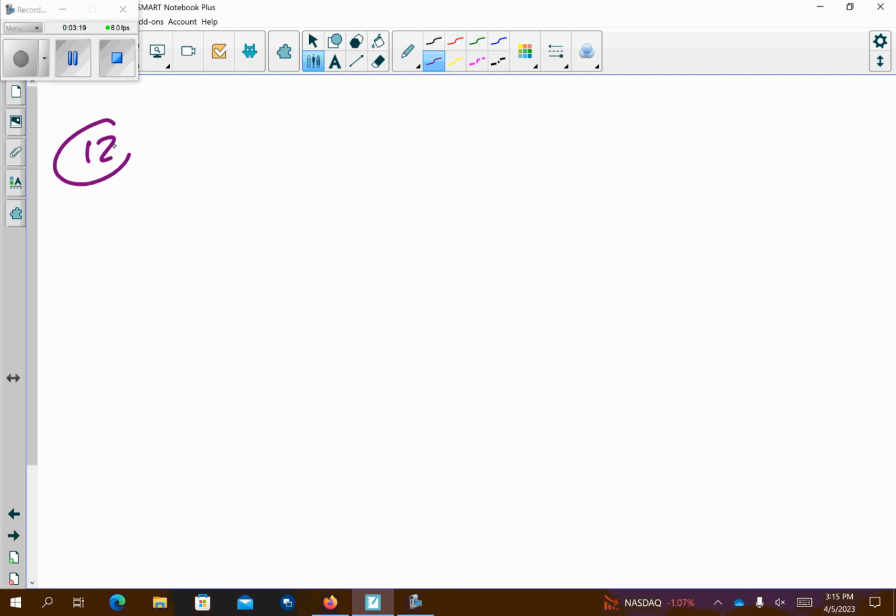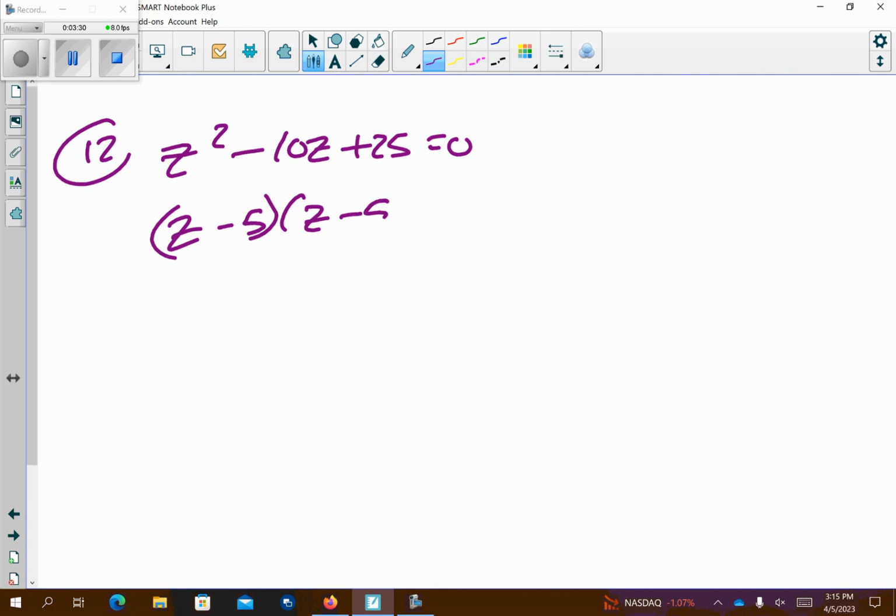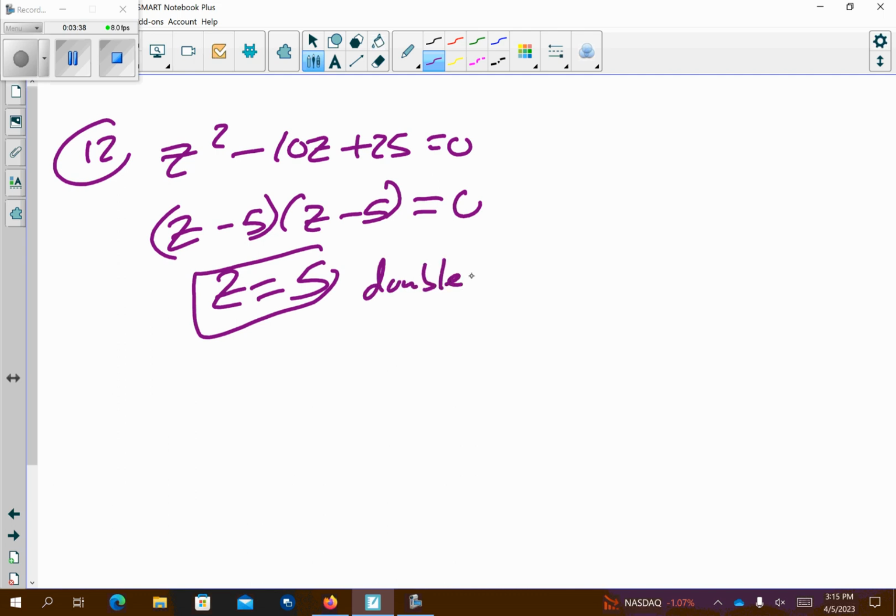Problem number 12, this is z squared minus 10z plus 25 is equal to 0. So we're going to get z minus 5 and z minus 5. I'm just quickly factoring these. So I get z is equal to 5. Again, this is the same thing. It's a double root. That'll mean something when you get to Algebra 2 after geometry.